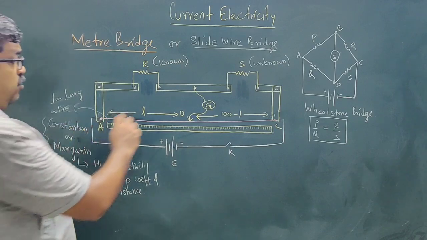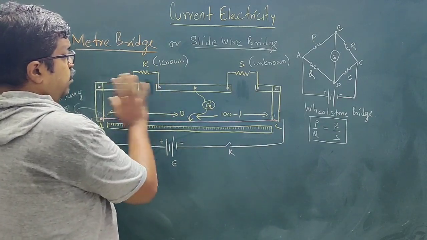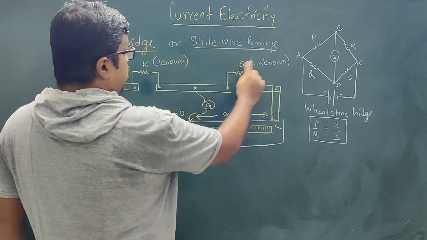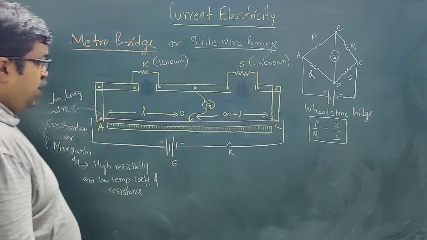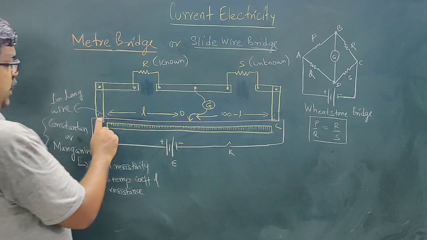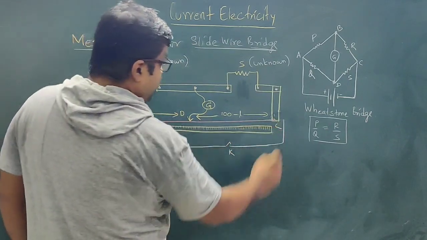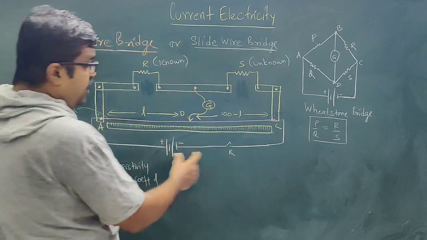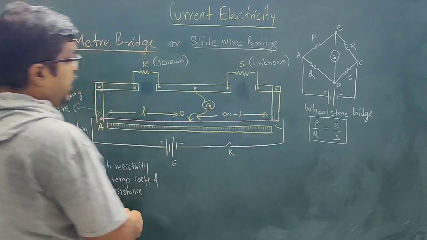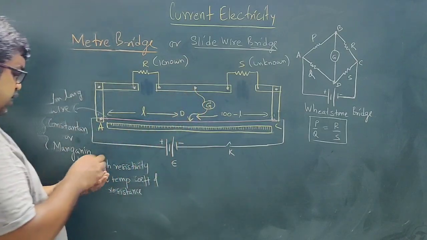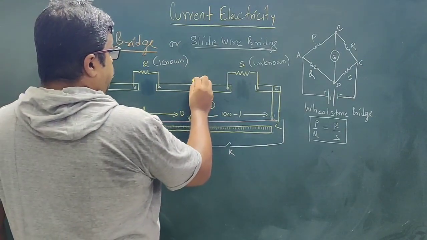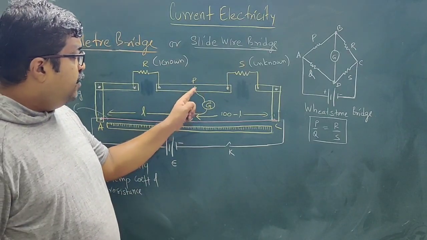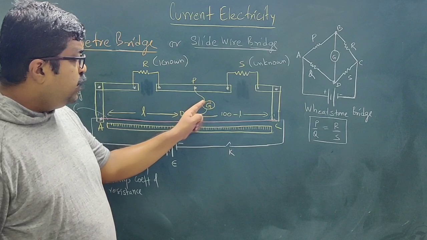Now here we have connected one known resistance. Here in this right gap between these two terminals, we are connecting one unknown resistance. Now this is terminal A and this is terminal C. So between A and C, we are connecting a battery. This is a battery with a key. And suppose this is some terminal P. From P there is a wire and this is connected to the galvanometer.